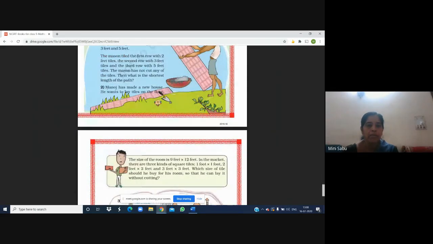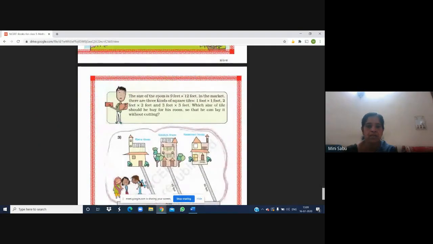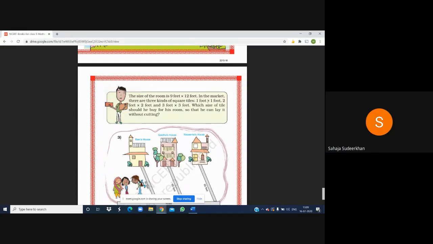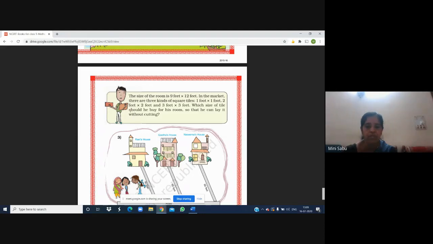The next is Manoj. Manoj has made a new house. He wants to lay tiles on the floor. The size of the room is 9 feet into 12 feet. In the market, there are 3 kinds of square tiles, 1 foot into 1 foot, 2 feet into 2 feet, and 3 feet into 3 feet. Which size of the tile should he buy for his room so that he can lay it without cutting?